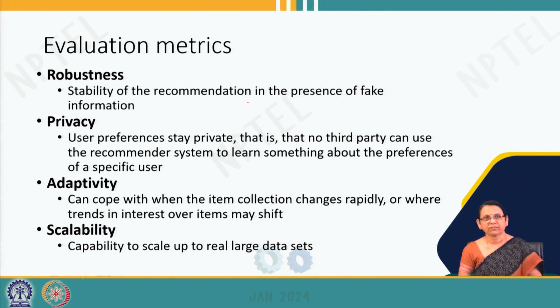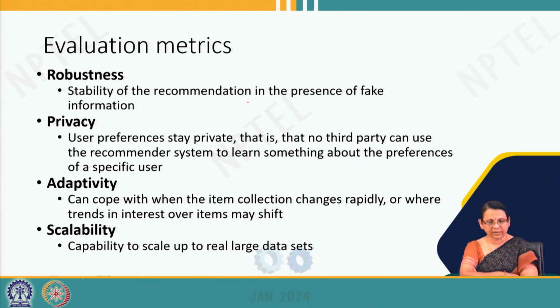Then comes privacy. When you are utilizing the user's data, there are many privacy issues, because you can utilize users' demographic data if it is available to you. You can utilize their rating behavior. So, it should not happen that I am watching a particular kind of movie and somebody else gets to know that I am watching such kind of movies. Such a situation should not arise. Your algorithm should be such that it does not invade the privacy of specific users.